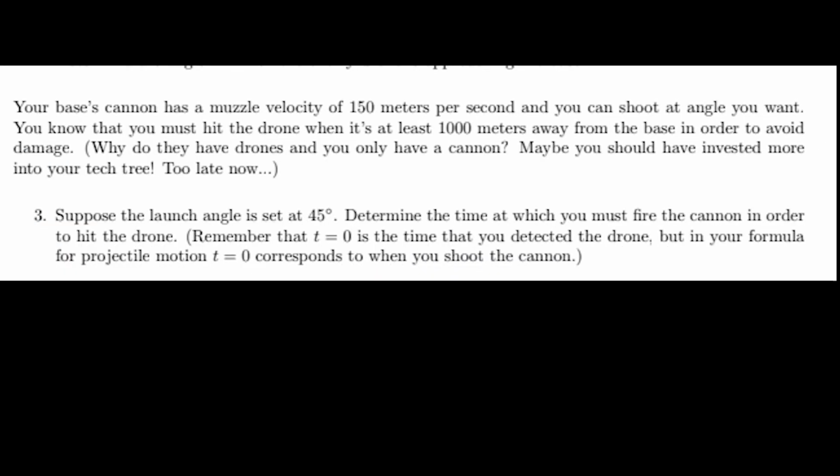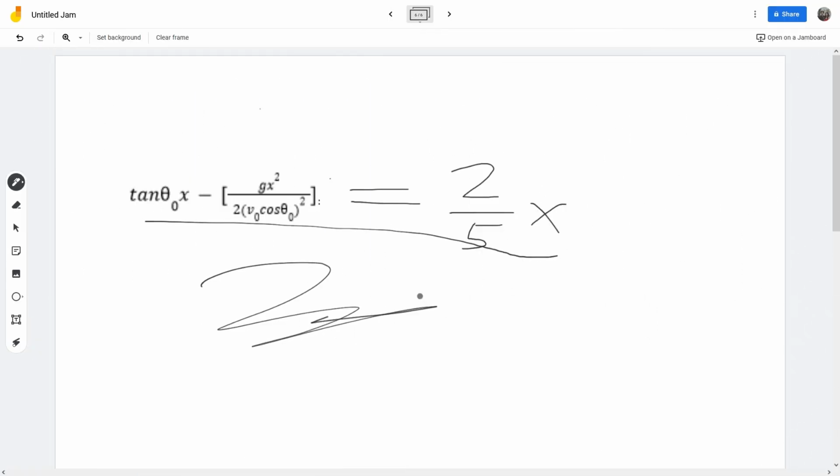Moving on to the third question. Suppose the launch angle is set at 45 degrees. Determine the time at which you must fire the cannon in order to hit the drone. Finding out when to launch the cannon first requires finding the intersection of the cannonball's path and the drone's path. The drone follows the equation y equals 2/5 x because it goes in a straight line towards the origin, which is the base. Setting the two equations together and solving for x returns the x-coordinate at which they intersect.